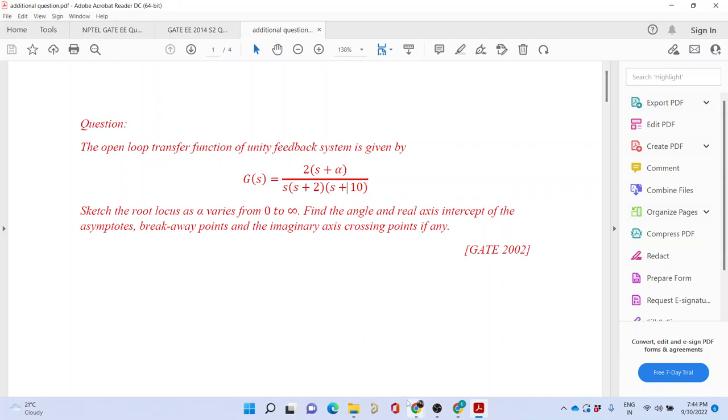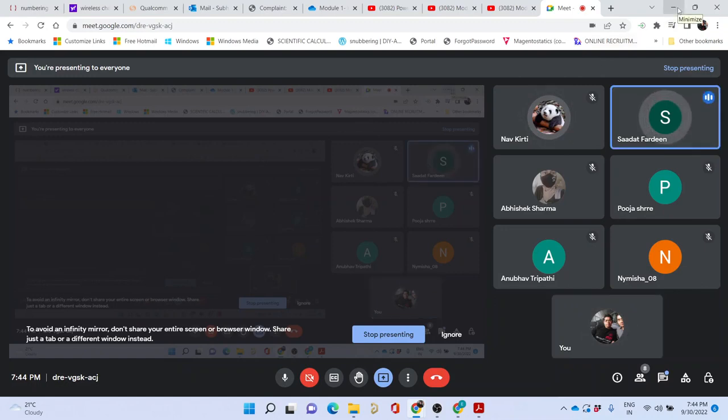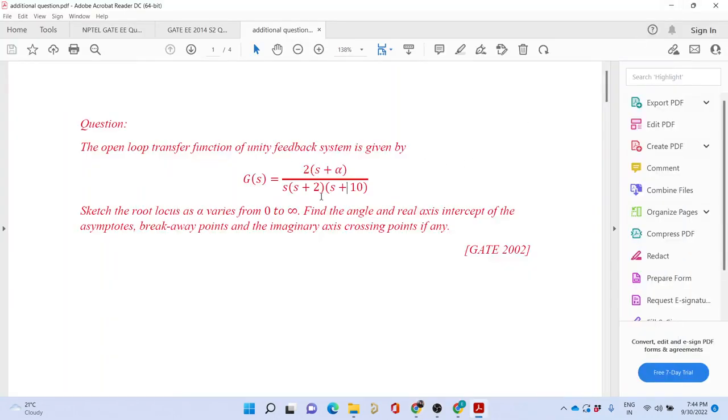Yes, Navkirti, you are trying to say something. Tell me. No, we are not going into the steps. I am just asking the first step. What will you do at first? So first we should write the characteristic equation, and then we can shift the s term.